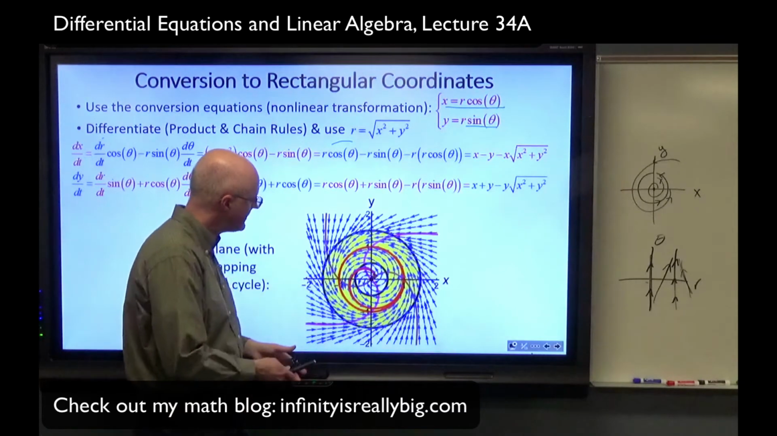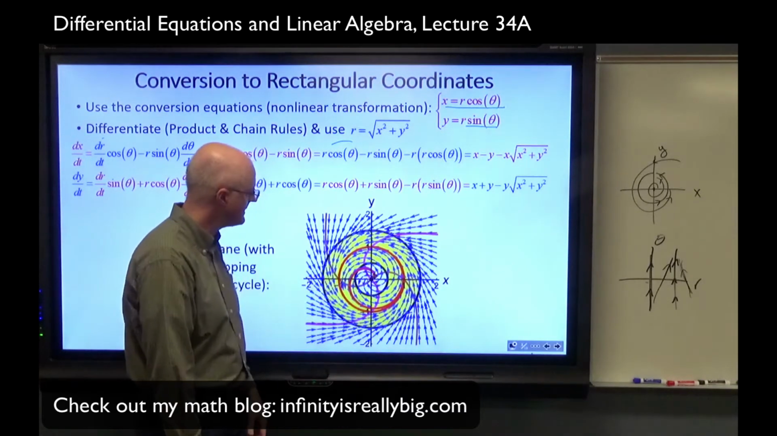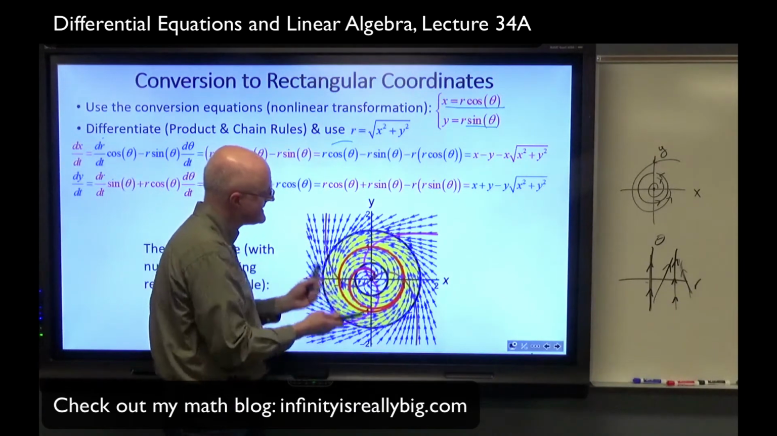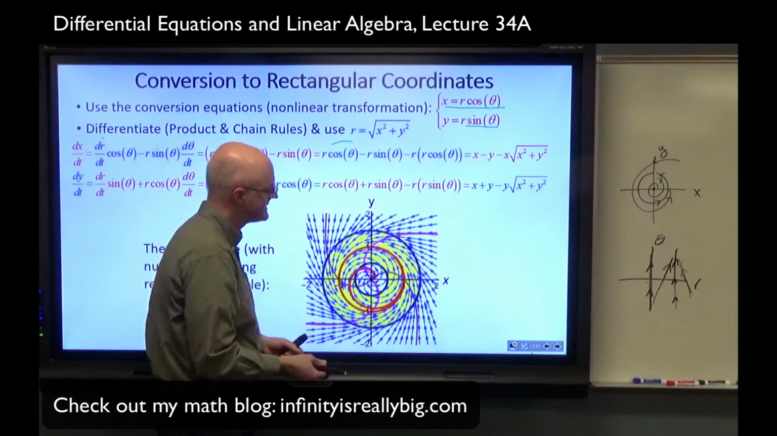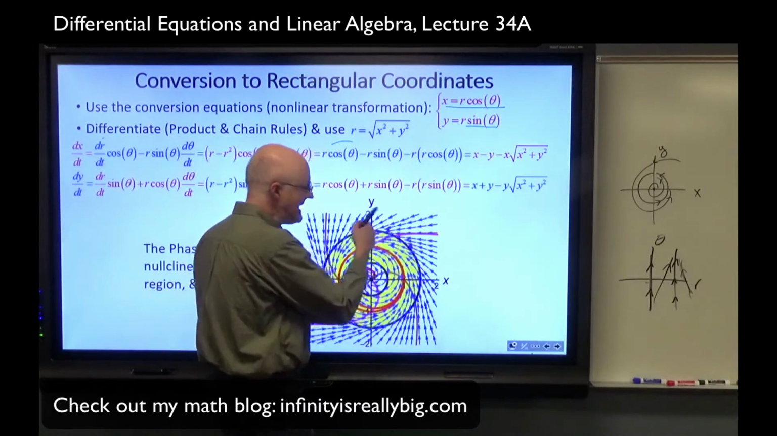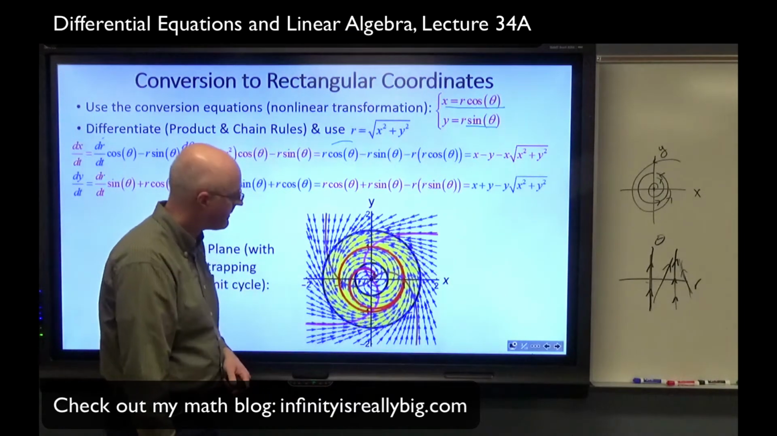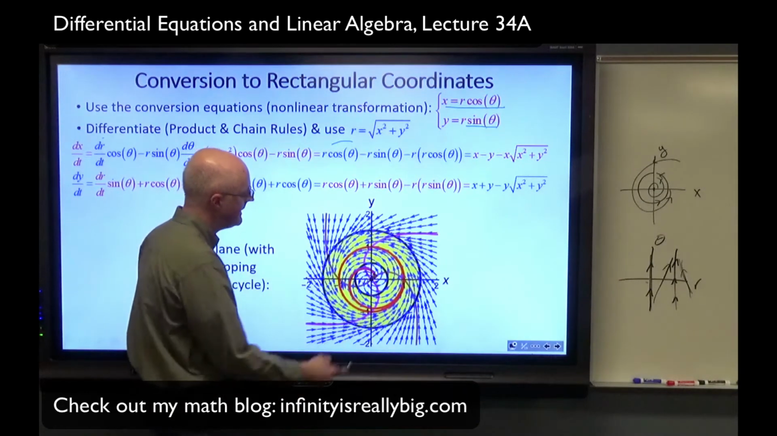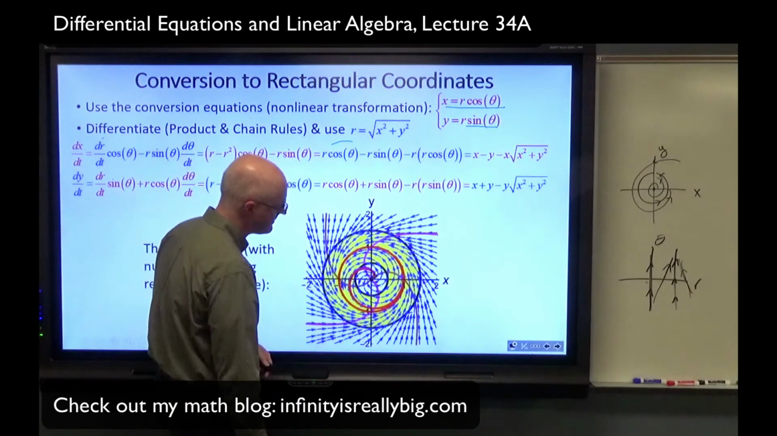Where brown and pink intersect, you've got an equilibrium point at the origin, and this yellow region with a black boundary is a trapping region. Solutions are going directly into the trapping region along the boundary. That's the outer circle of radius 3/2 and the inner circle of radius 1/2.